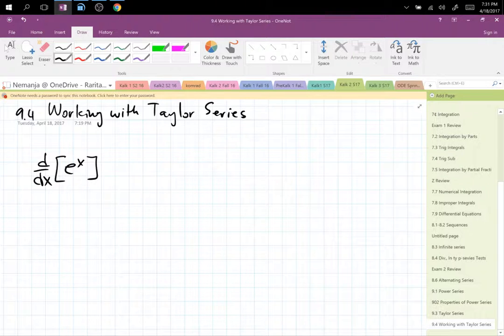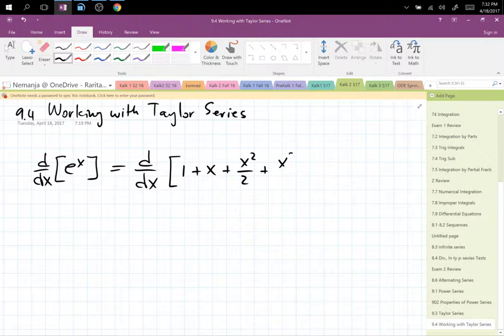Now, I'm not going to write the derivative of e to the x this way. I'm going to say what is the derivative of, and then write what the expansion for e to the x is. If you take a look at the expansion, I got bored, so this is it.